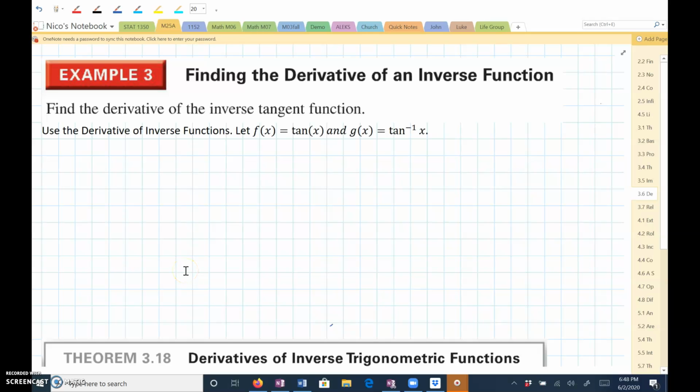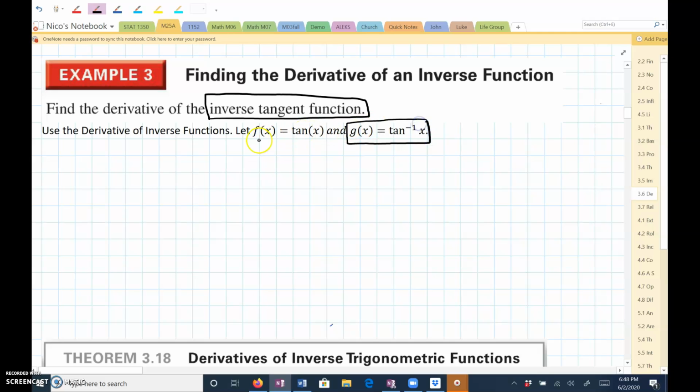All right, we want to find the derivative of the inverse tangent function. Okay, so this is the inverse tangent function. We want to find the derivative of that, and we know that tangent of x is the inverse of inverse tangent of x.